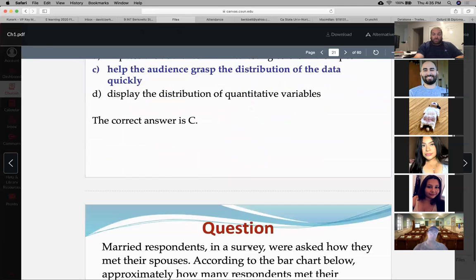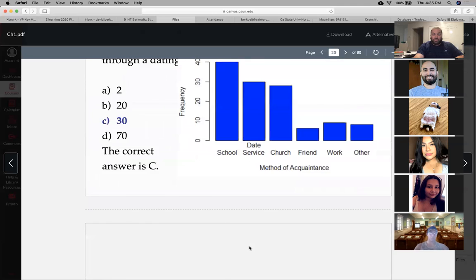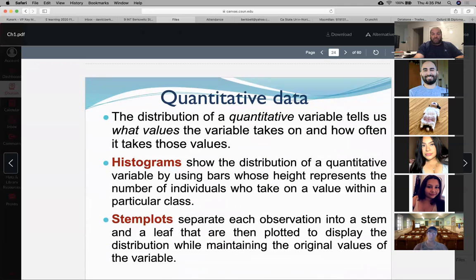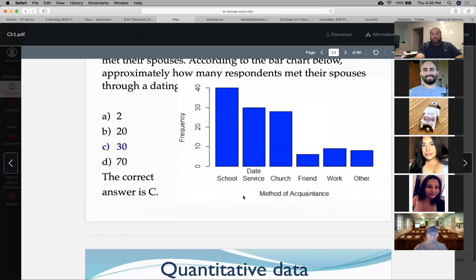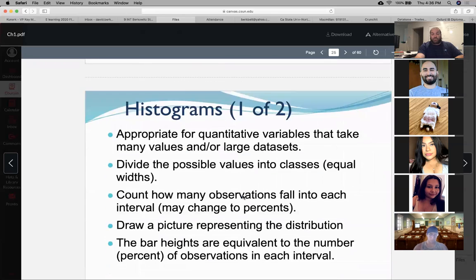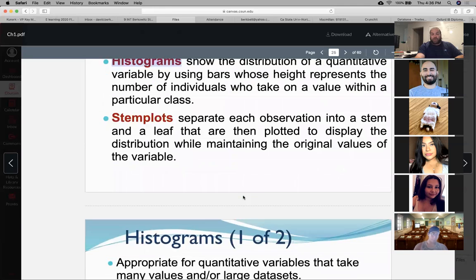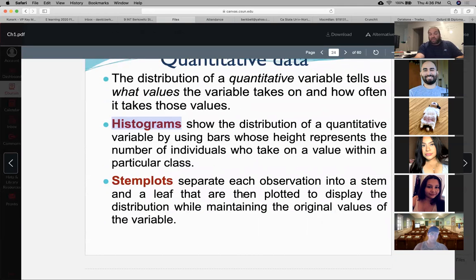Now we have quantitative data. Quantitative data came in two types, or at least was described in two ways, using a histogram, which looks very much like a bar graph. The difference is that there's no gaps. I don't see a picture here, but as we'll see in a minute, there's no gaps in the data. And then a stem plot, which is in one way better than a histogram, because what does a stem plot have that a histogram does not?